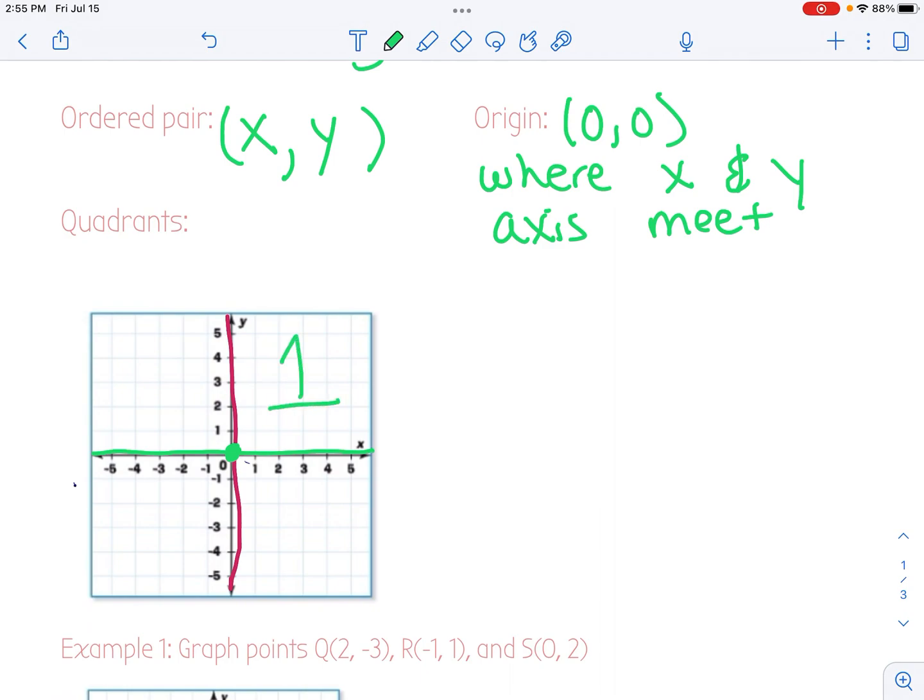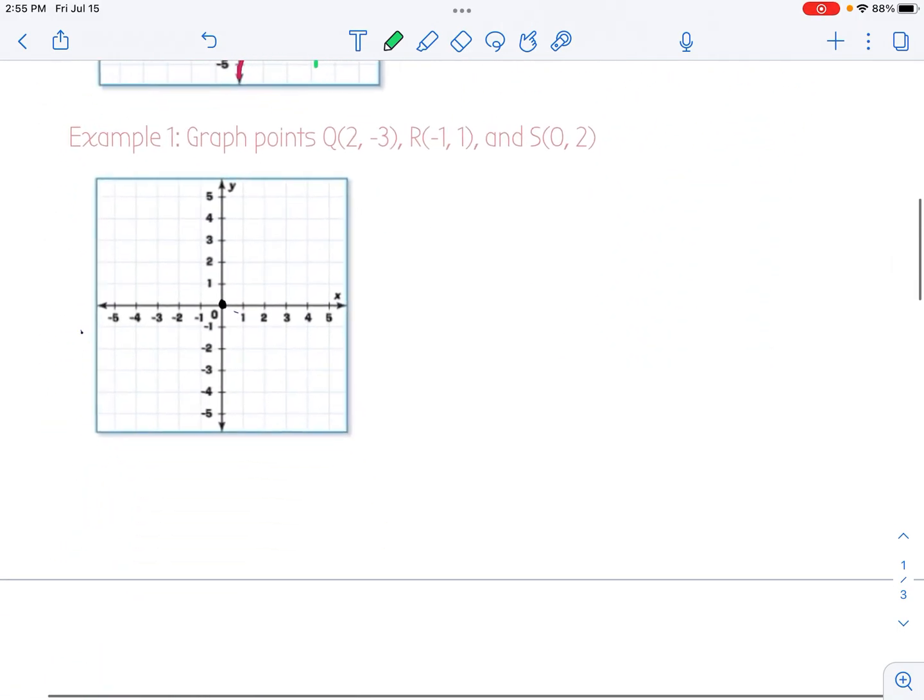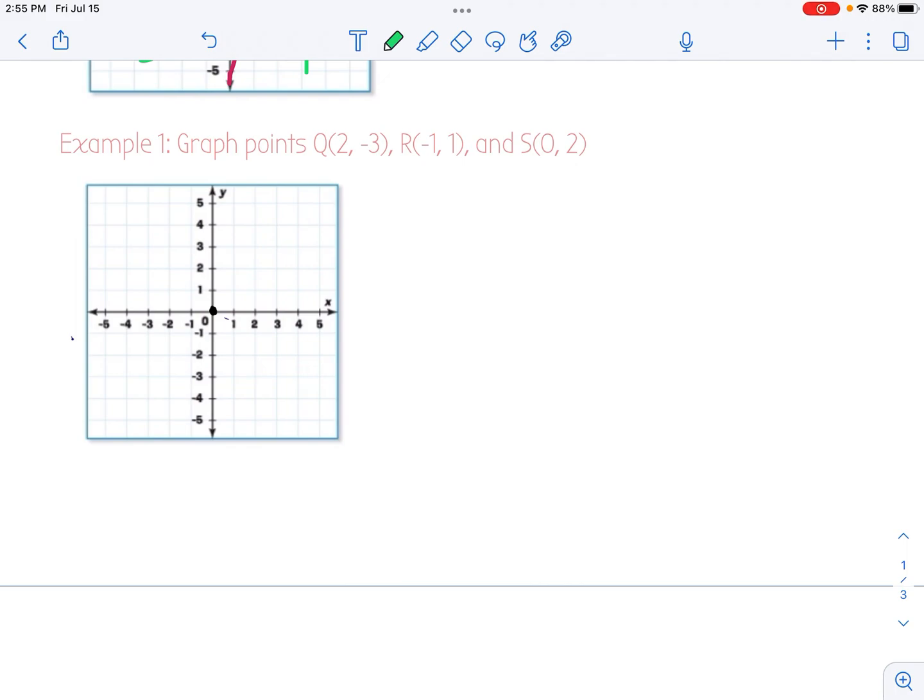Quadrants, there are 4 quadrants. So quadrant 1 is this first one on the right. Then we have quadrant 2 to the left, quadrant 3 right below it, and then quadrant 4 to the right. There are 4 quadrants in our coordinate plane.